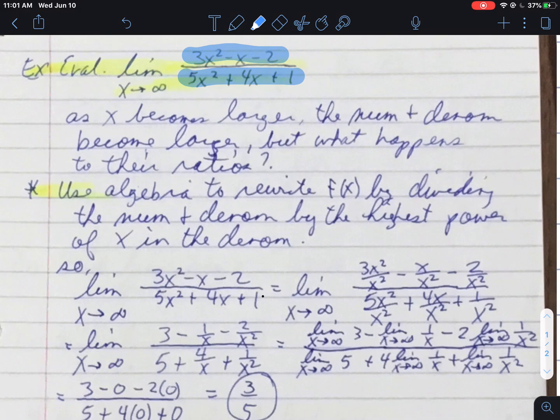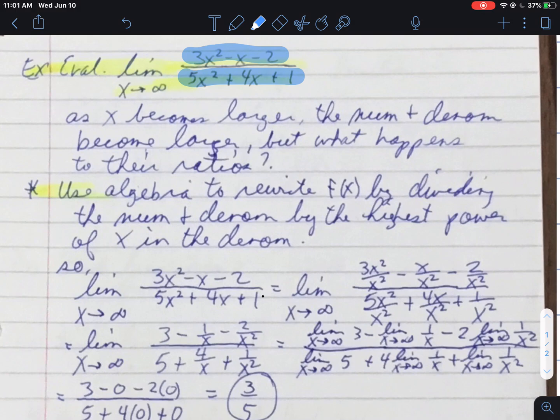Now that's again going to be another discussion for a little bit later. What happens if I have an infinity over infinity? And which one wins the tug of war?